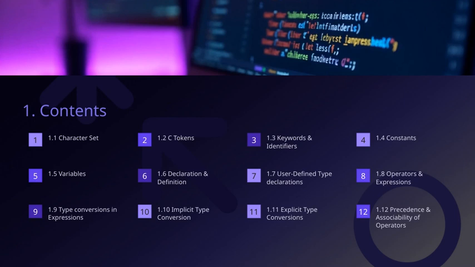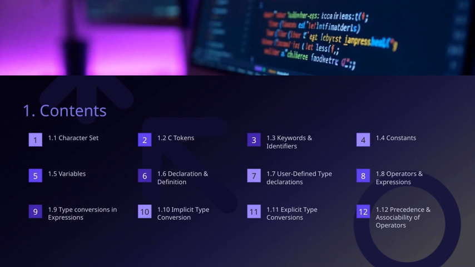We also have implicit type conversions, where the compiler automatically converts types for us, and explicit type conversions, where we intentionally change data types using cast operators. We'll look into declaration and definition, which help us set up our variables and functions properly. Keywords and identifiers are fundamental for writing meaningful code, since keywords are reserved words, and identifiers are the names we choose. Constants are fixed values that don't change during execution, providing stability to our code.